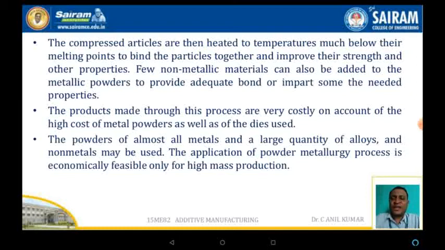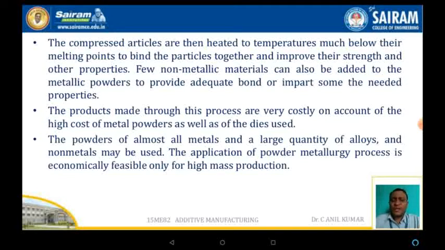The compressed component is then heated in an oven or furnace much below the melting point to bind the particles together and to improve their strength. Non-metallic material can also be added to the metallic powder to provide an adequate bond or to impart some mechanical properties which are essential for the component.